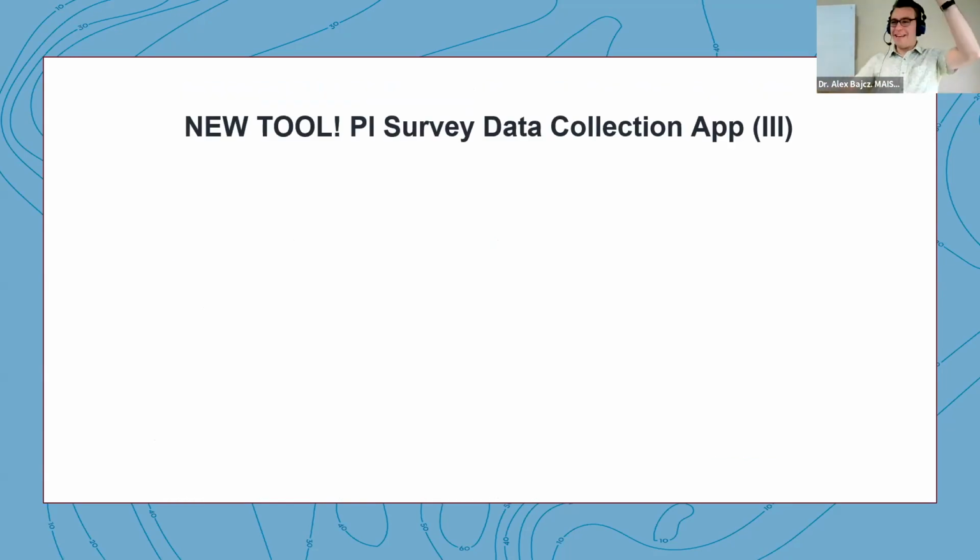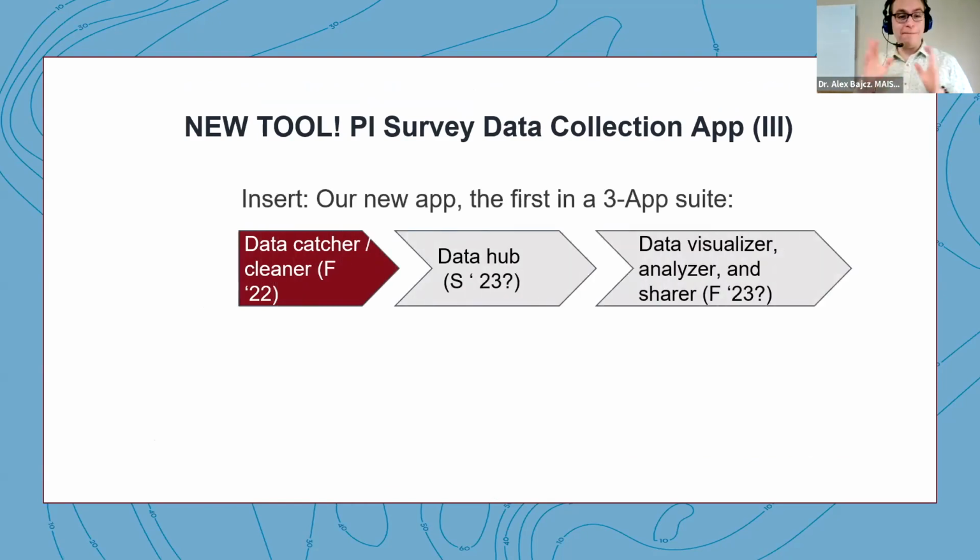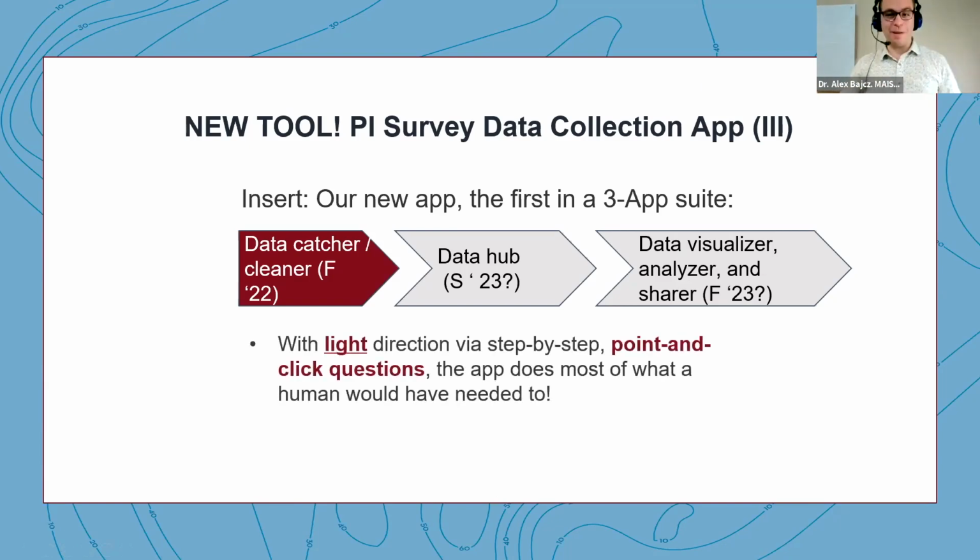So enter me and my new PI data collection app, which is just one in a planned 3-app suite. Here's what we're currently envisioning. We have an app, this one, that catches the data from our partners and prepares them. There's a second app then that houses the data dynamically and makes pulling from it and adding to it easier. And then there's a third app that does the really fun stuff. It summarizes, analyzes, visualizes, and shares the data to anyone who's interested via the web. However, that all starts with catching the data in as quick and as painless a way as possible.